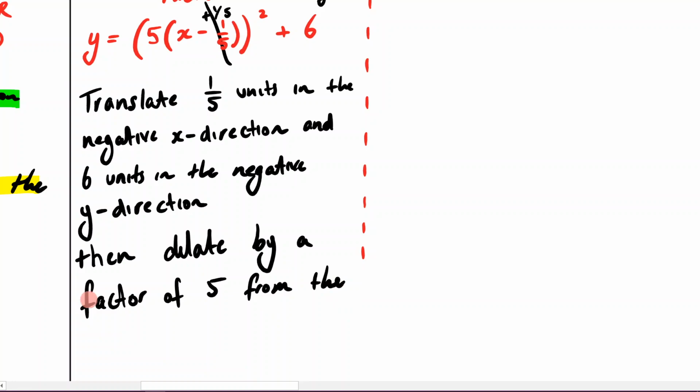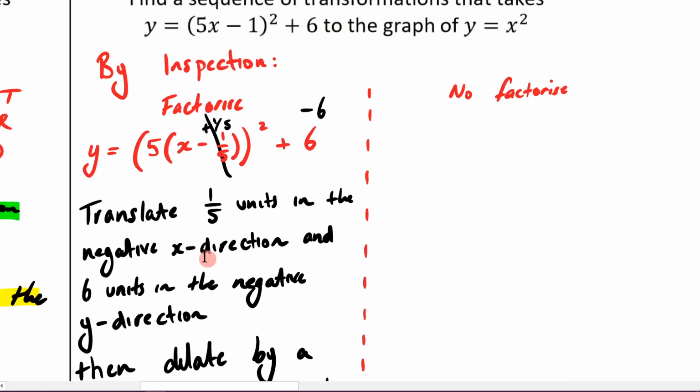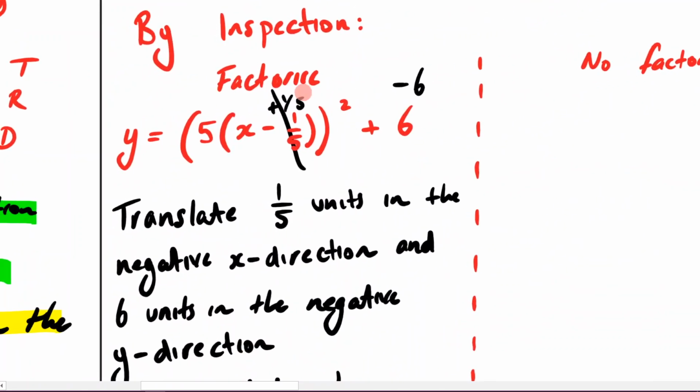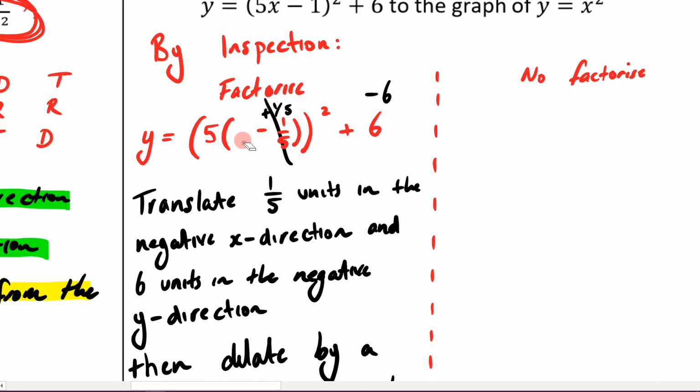Now that right there might throw people for a loop. Some people might go, oh, that's pretty easy. But remember, it's sometimes easier to do it by the method, just so you don't get tripped up by that. When I say dilate by a factor of 5 from the y-axis, if I was to apply that, that means I'm taking this x and I'm replacing it with x on 5, right?